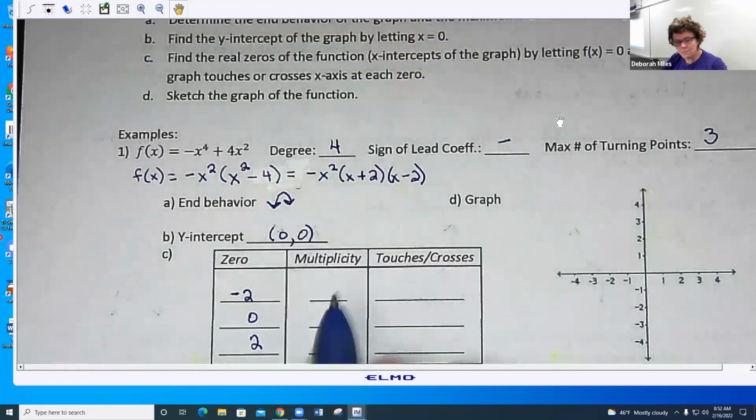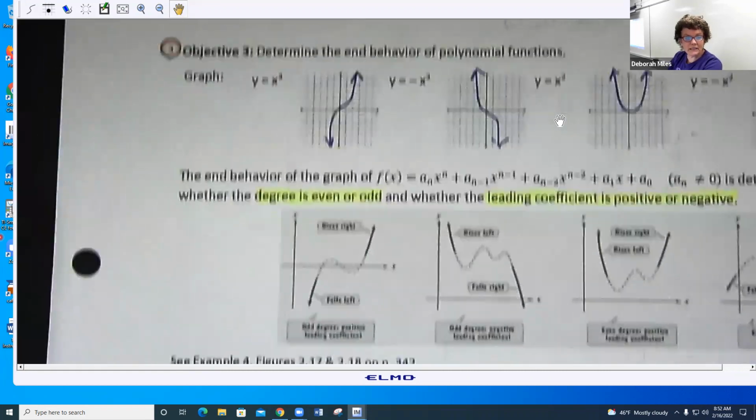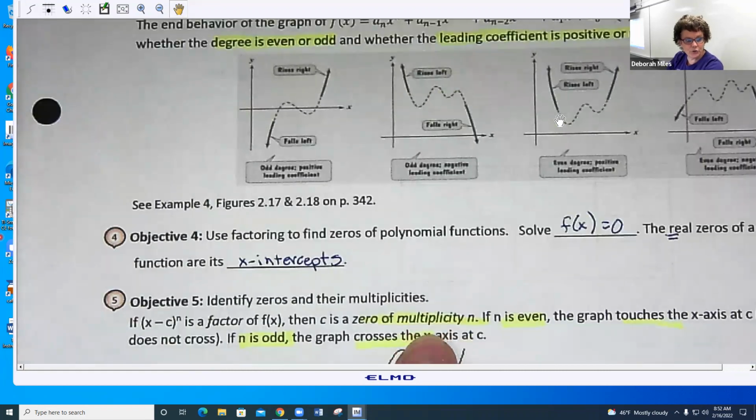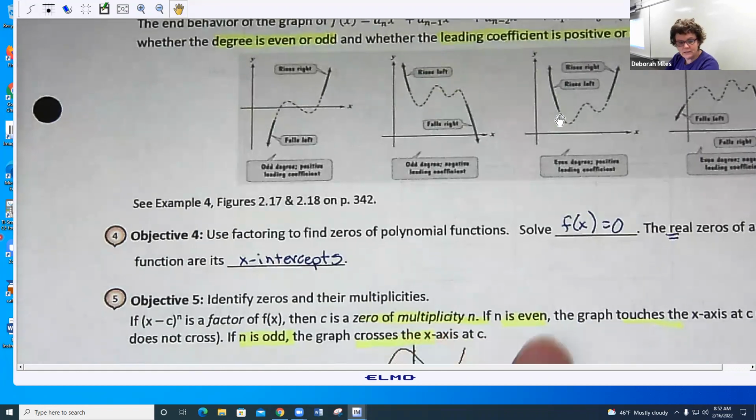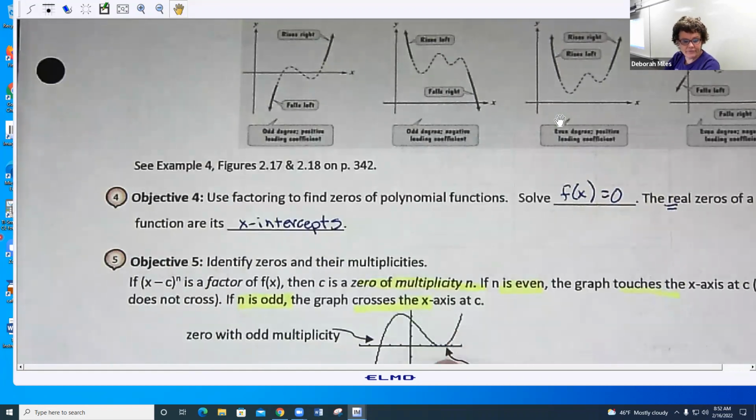Now remember that word multiplicity on the front page. The multiplicity of a graph refers to the exponent of each factor. And if the multiplicity is even, the graph touches the x-axis and does a U-turn. If the multiplicity is odd, the graph actually crosses the x-axis.